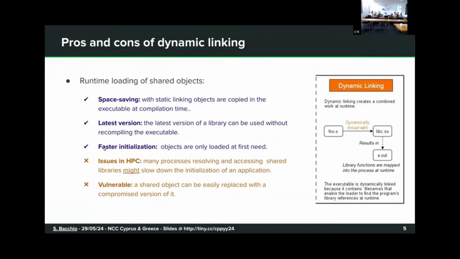This also means that you have a faster initialization, because the executables are not very large in size, and so they start very fast, but then at execution time they might be loading the objects as needed. This, on the other hand, may produce some issues in HPC, because, like you saw before with MPI, you are instantiating many instances of the same executable running in parallel. And if all of them are trying to load the library at the same time, this produces some slowdown, but this is something actually minimal.